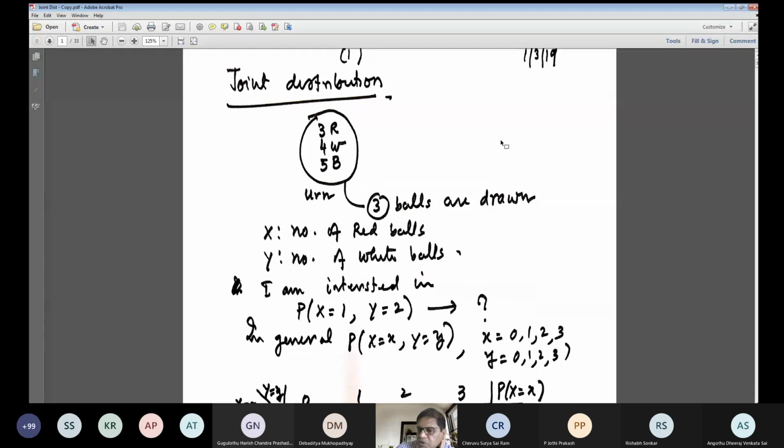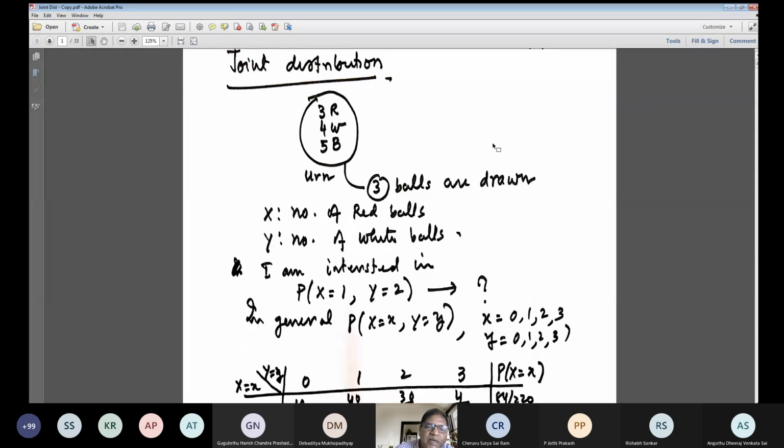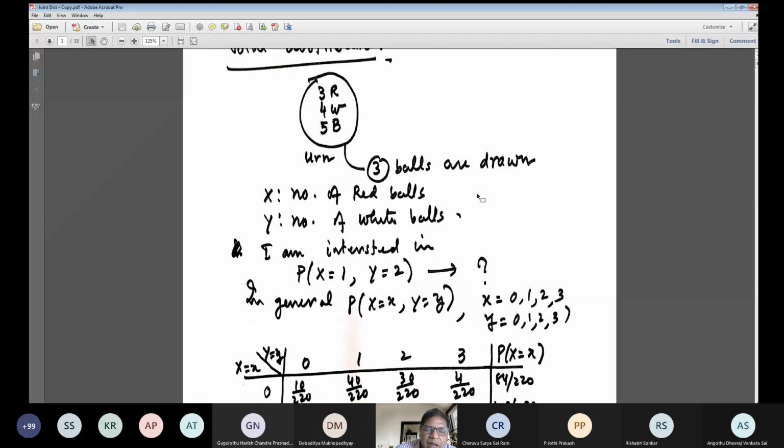So to motivate you, what do we mean by joint distribution of two random variables or three random variables? As I told you, our concentration will be on two random variables. So let us consider a problem: we have an urn which consists of 3 red balls, 4 white balls, and 5 black balls. From these, 3 balls are drawn without replacement. And when you get 3 balls, you would like to know how many red balls are there and how many white balls are there.